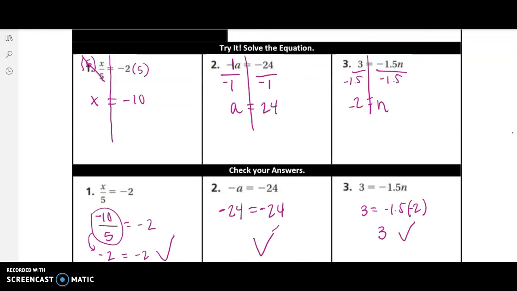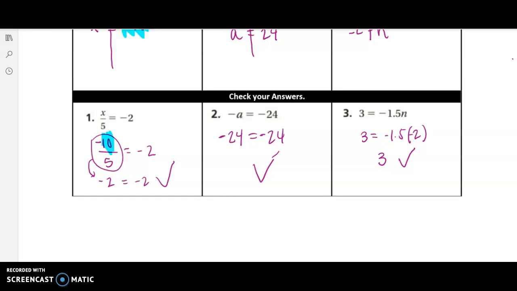All right, so for number 1, you'll see it's x divided by 5. And so we are dividing, which means we have to do the opposite. So we have to multiply to get rid of the 5 on the left side. So we multiply by 5 on both sides. And when we do, we get -2 times 5, which gives us -10. I then went down here and plugged in -10 on top, because that's what we found for x. And so -10 divided by 5 gives me -2, which is what we wanted our equation to be equal to. And so we know we got it correct.